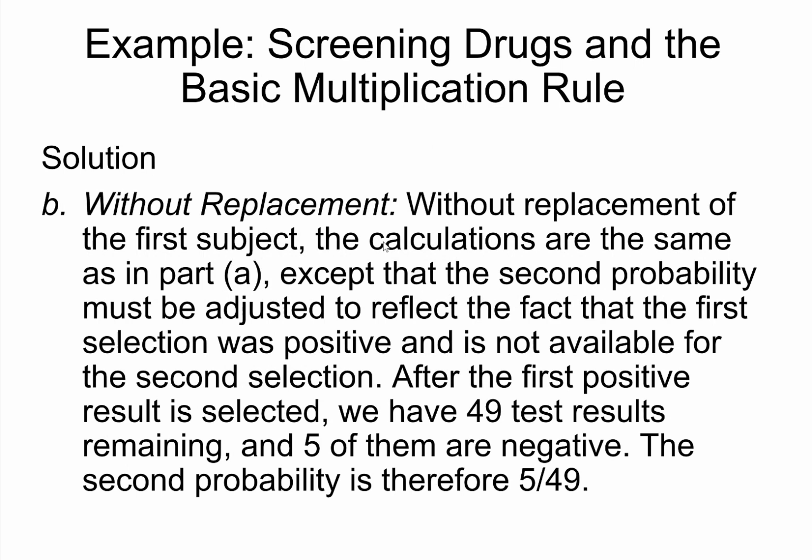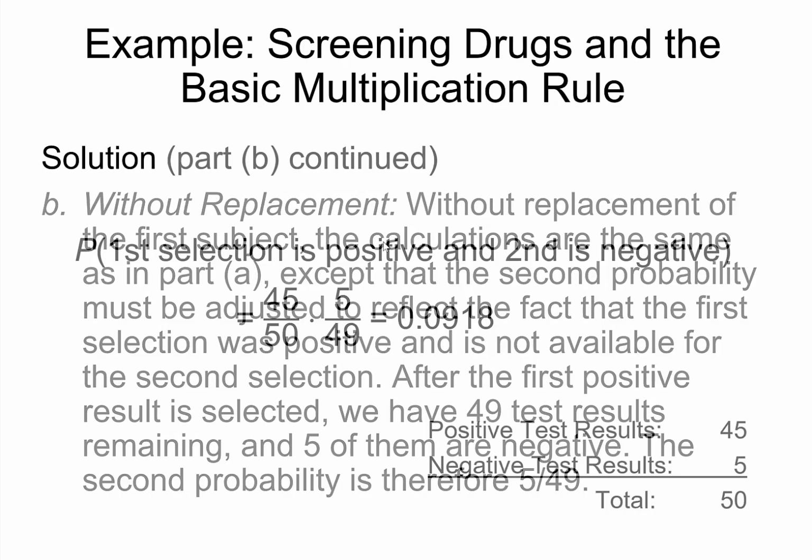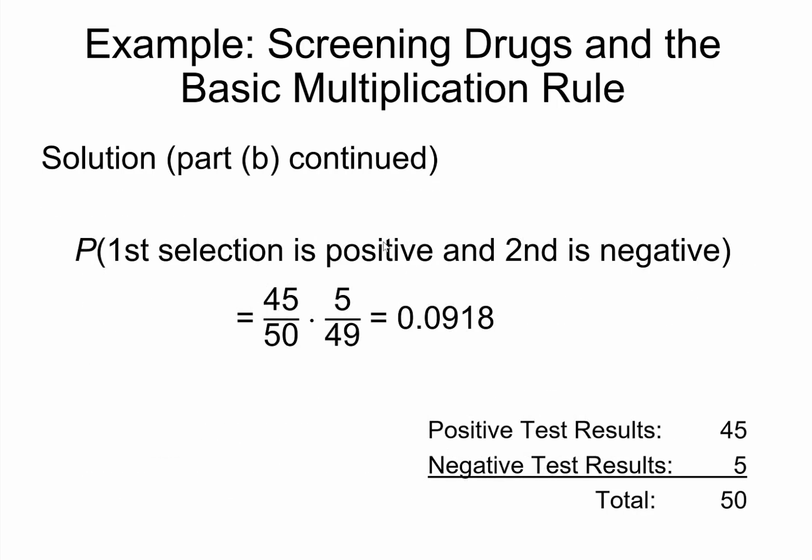Now we're going to do part B without replacement. So the first probability will be the same. It will be 45 over 50, but we're not going to replace the first person. So when we go back in the second time, we still have 5 negative results, but we only have 49 people to select from. So the probability the first result is positive and the second is negative when we're not replacing the first subject is going to be 45 over 50 times 5 over 49. And if you multiply and simplify, you get 0.0918.